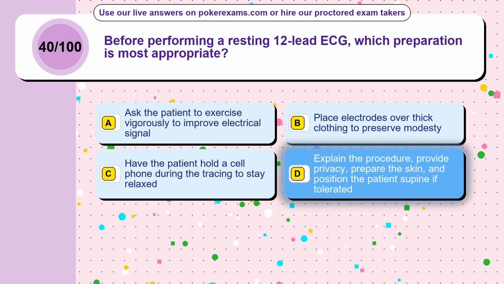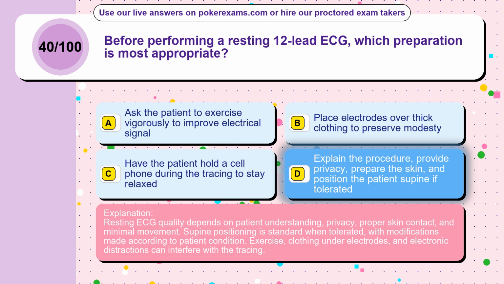Explain the procedure, provide privacy, prepare the skin, and position the patient supine if tolerated. Resting ECG quality depends on patient understanding, privacy, proper skin contact, and minimal movement. Supine positioning is standard when tolerated, with modifications made according to patient condition. Exercise, clothing under electrodes, and electronic distractions can interfere with the tracing.